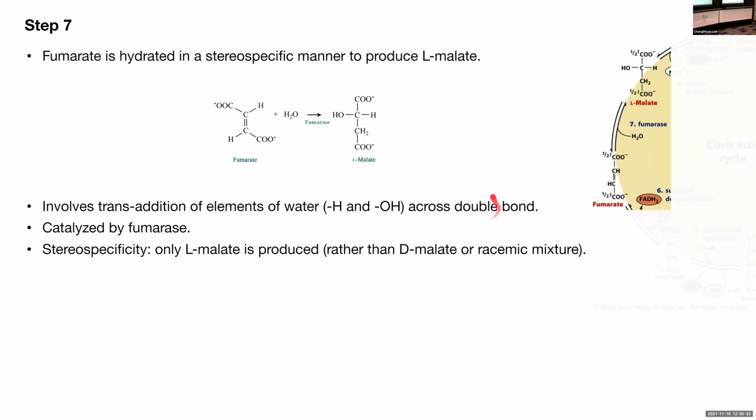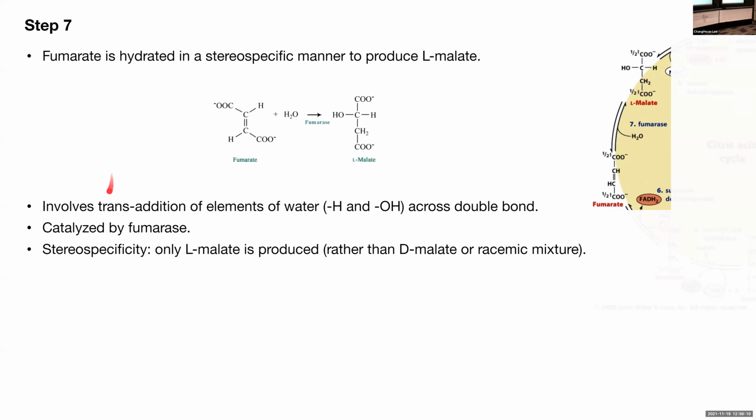So here's a step 7 where the fumarate is hydrated, meaning that it takes up the water molecule here to generate the L-malate. So it happens in the stereospecific manner. So instead of generating like L or D malate there, like the racemic mixtures, it always makes the L malate there. And that's because of this enzyme fumarase that prefers making this L-malate.